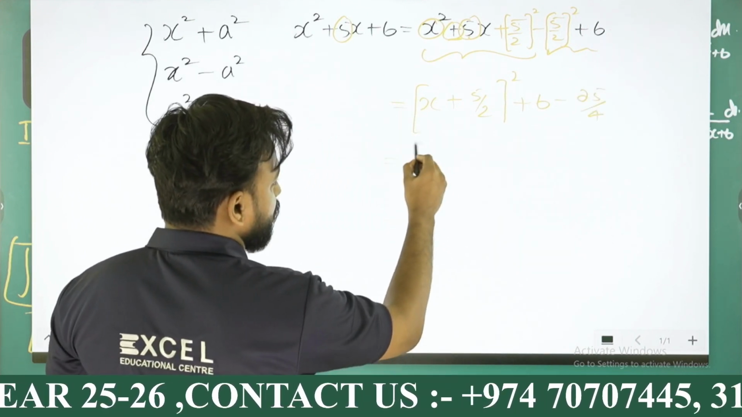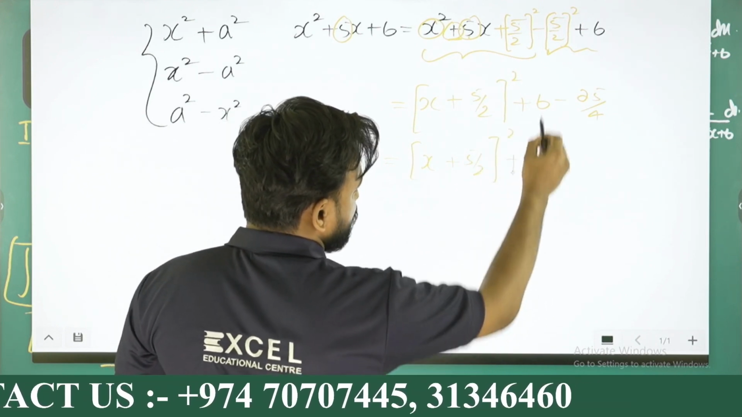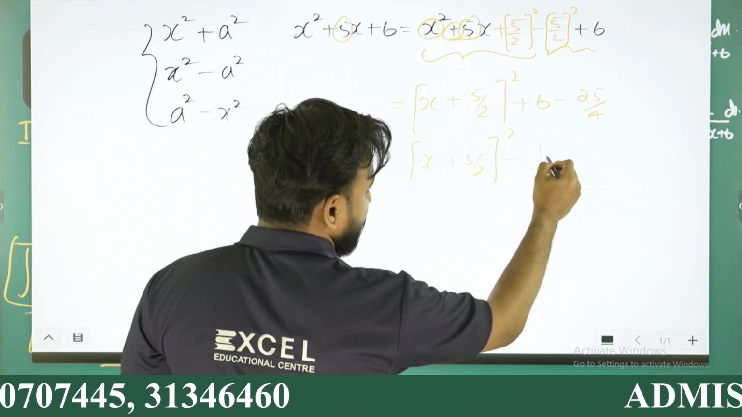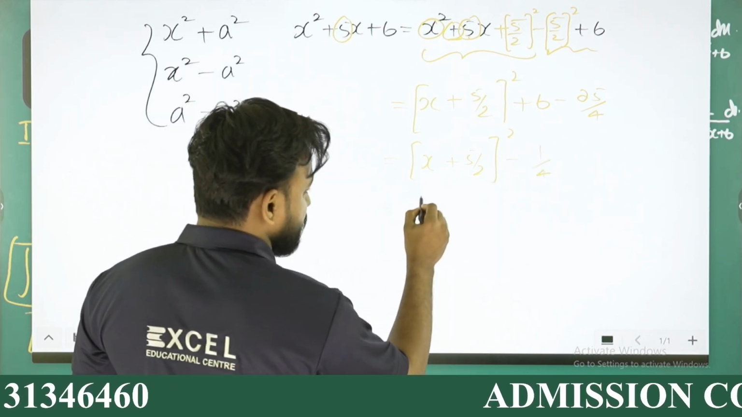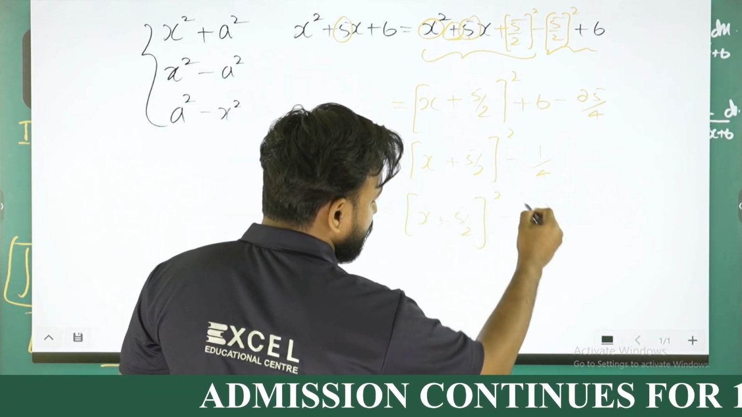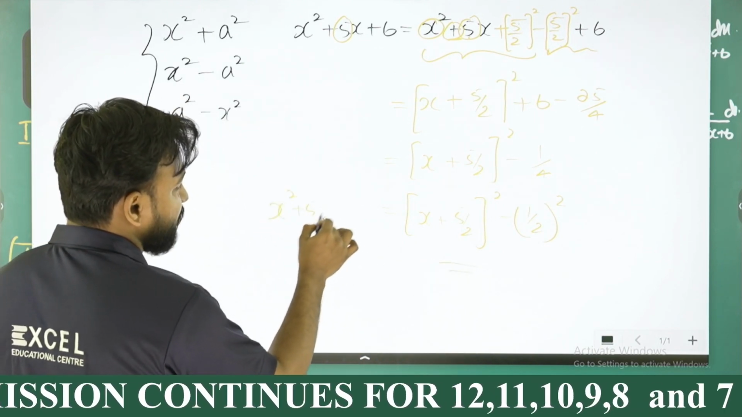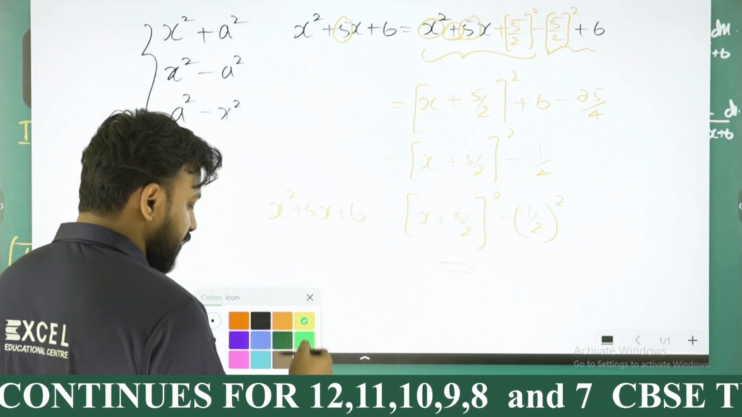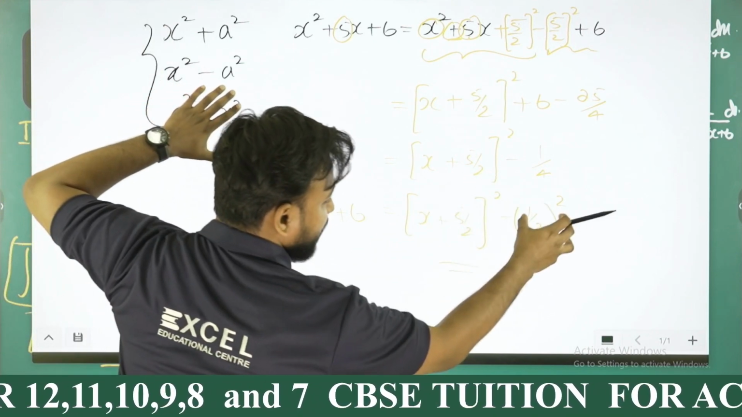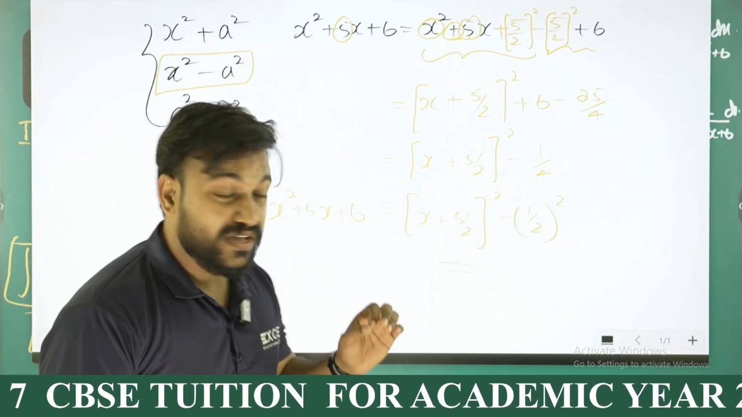Let's cross multiply it. What you will get is x plus 5 by 2 the whole square plus 24 minus 25 by 4, which is minus 1 by 4. So I write it as x plus 5 by 2 the whole square minus 1 by 2 the whole square. That is x square plus 5x plus 6. And listen very carefully, we got one of these, x square minus a square.